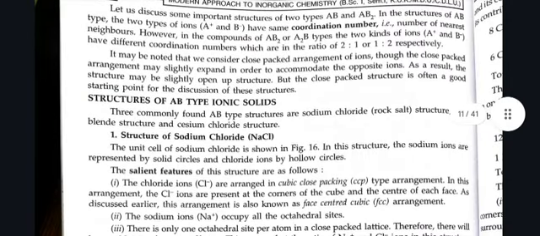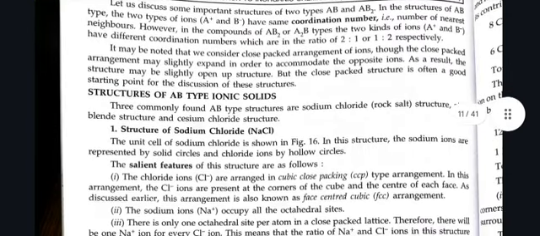Let us discuss some important structures of two types, AB and AB2. In the structure of AB type, the two types of ions, A positive and B negative, have the same coordination number, that is, number of nearest neighbors. However, in the compound AB2 or A2B types, the two kinds of ions, A positive and B negative, have different coordination numbers, which are in the ratio 2:1 or 1:2 respectively.